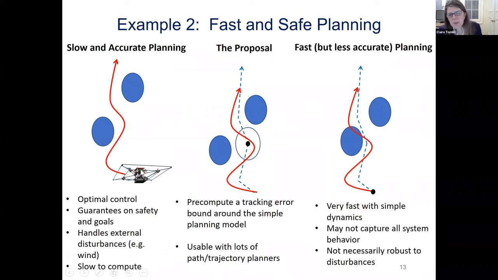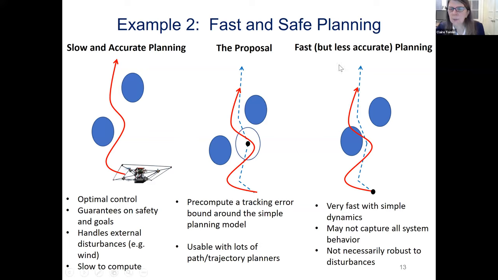We get guarantees on safety as long as the assumptions about the model are correct. We can handle external disturbances, like I just told you about. But typically, if we're using, say, a 12-dimensional model of this quad rotor, which is a fairly realistic model, it's slow to compute because you have this high-dimensional state space.